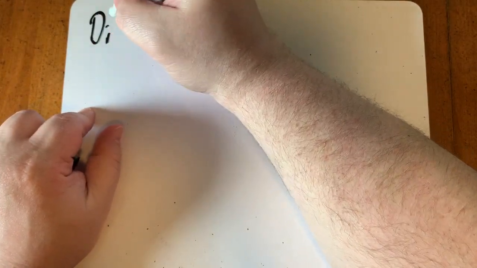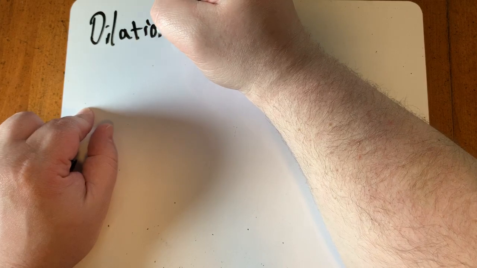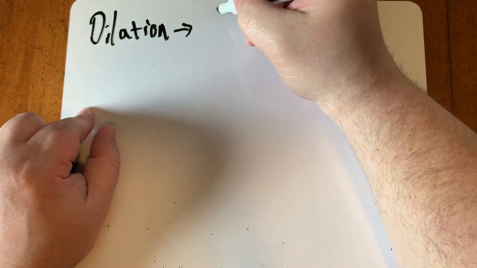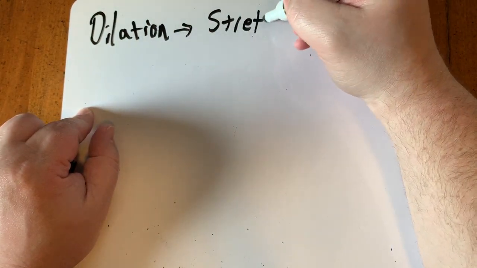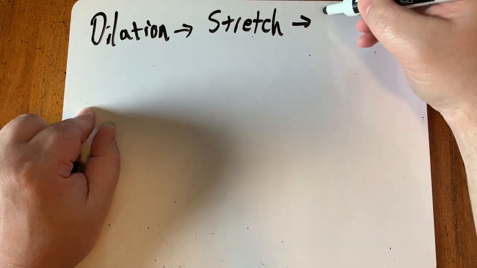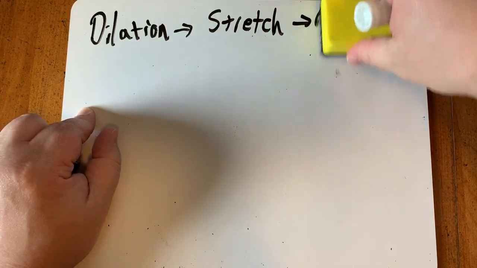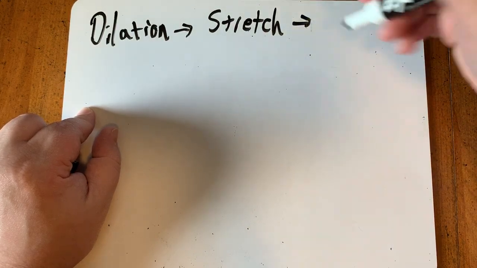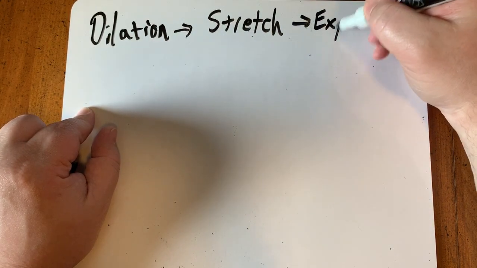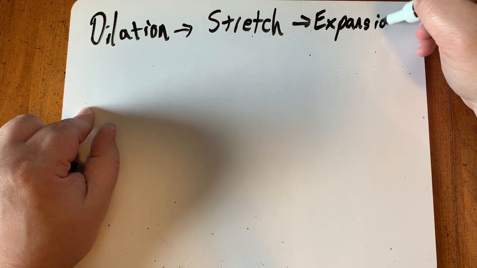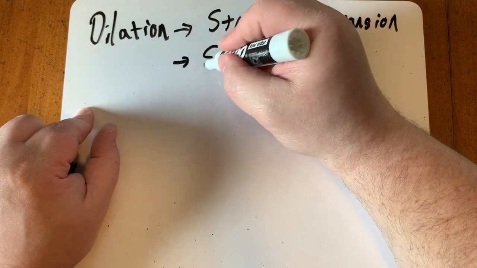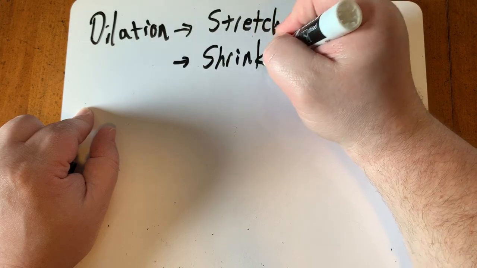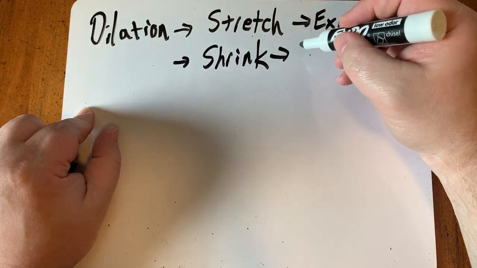Our non-isometric transformations are dilations, you may have heard of them as stretches and shrinks. Stretches are more appropriately called expansions. And a shrink is more appropriately called a psychologist. I'm just kidding, it's a compression.